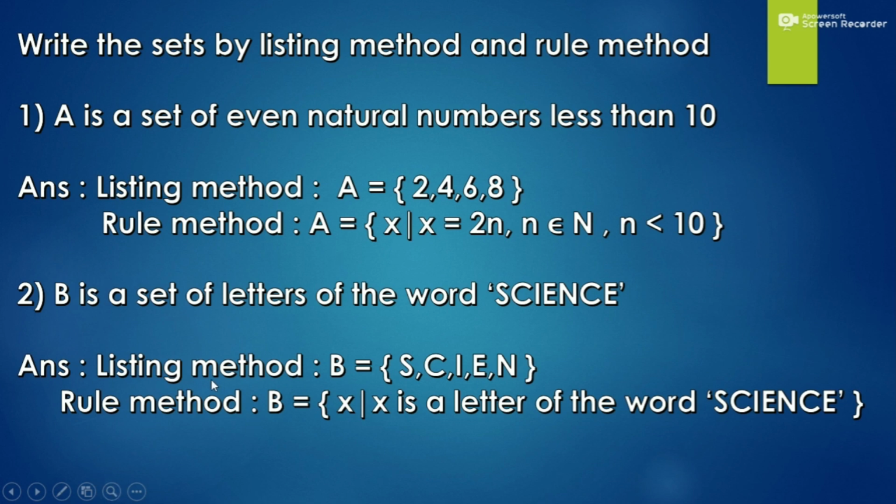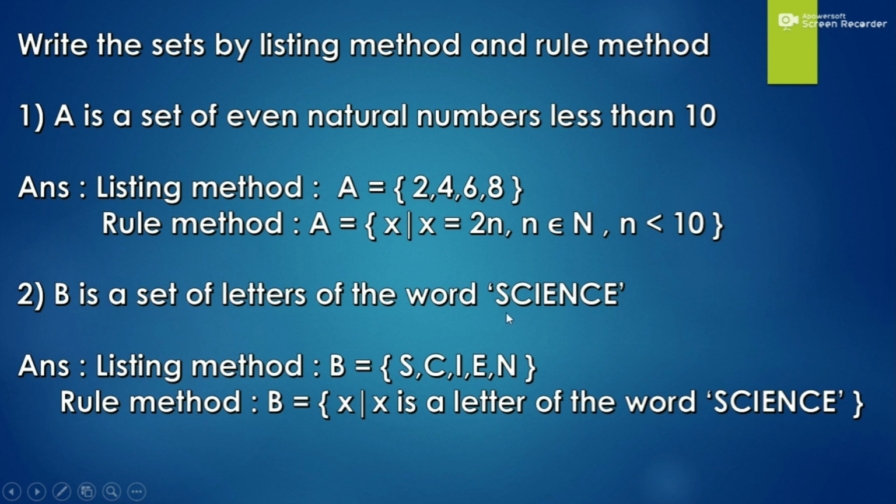Another example: B is a set of letters of the word science. From the listing method we have to put B is equal to, in the set, S, C, I, E, N.